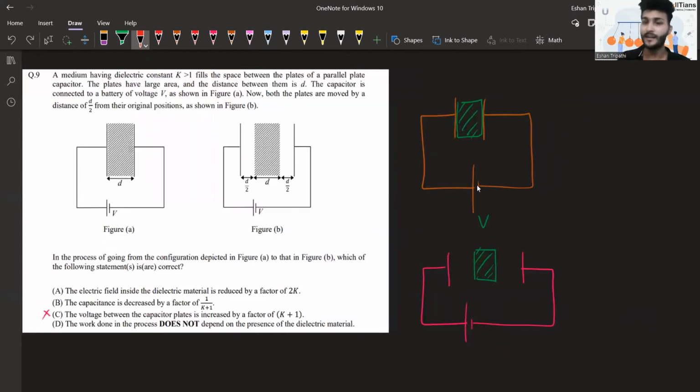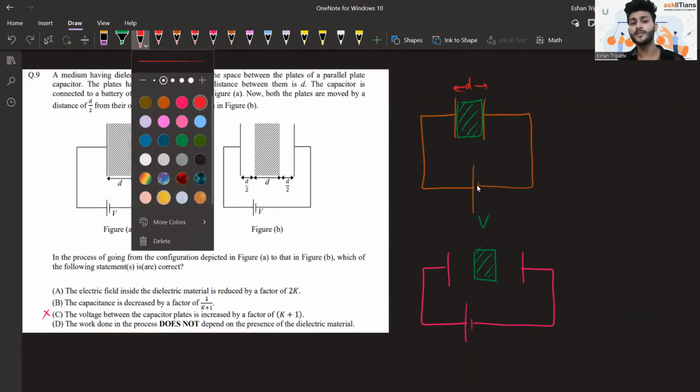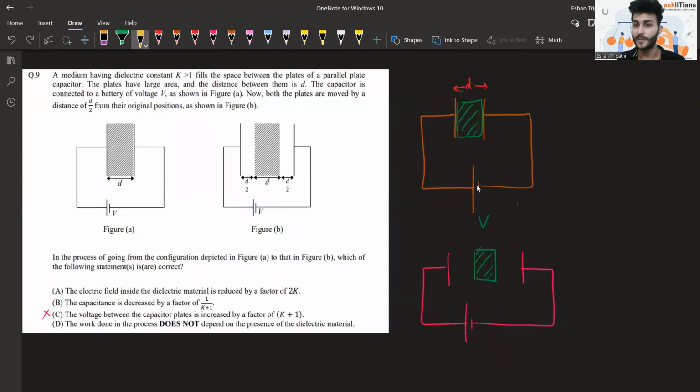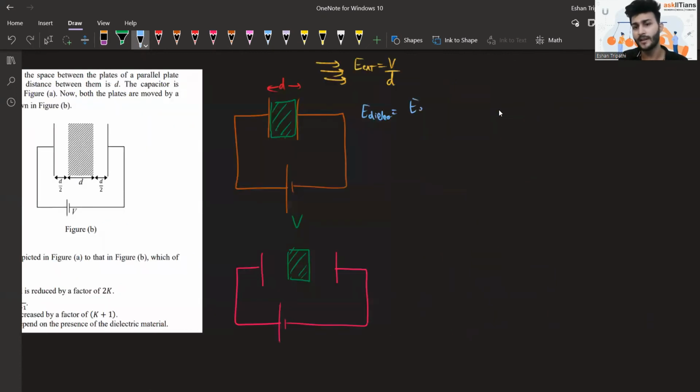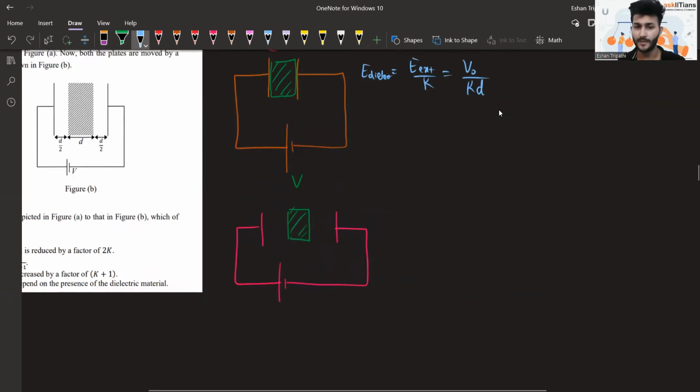So see over here, earlier it was given the distance between the plates was d. So first you should visualize that if the potential difference is V over these plates and the distance is d, the electric field which is created externally in this vacuum was actually V by d, because potential difference divided by distance must be the electric field. Now because this electric field is present inside the dielectric material, inside the dielectric it is going to reduce by a factor of k. That is the general formula that we know, external electric field divided by k. So earlier it was V naught by kd, the potential difference by this.